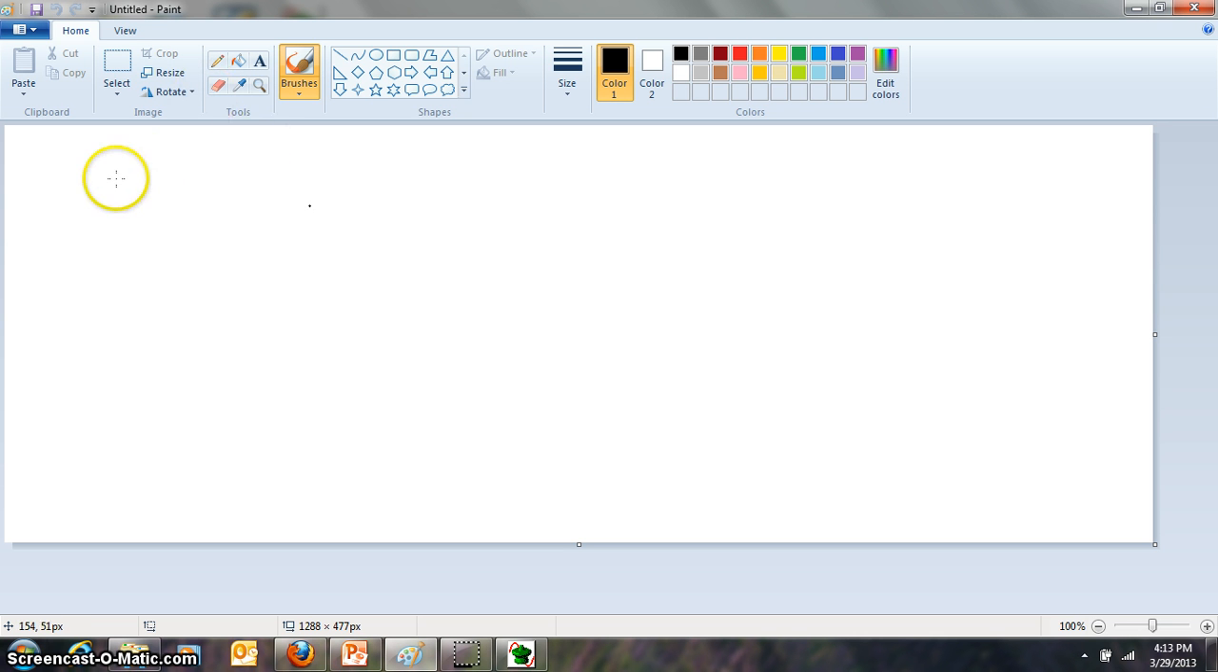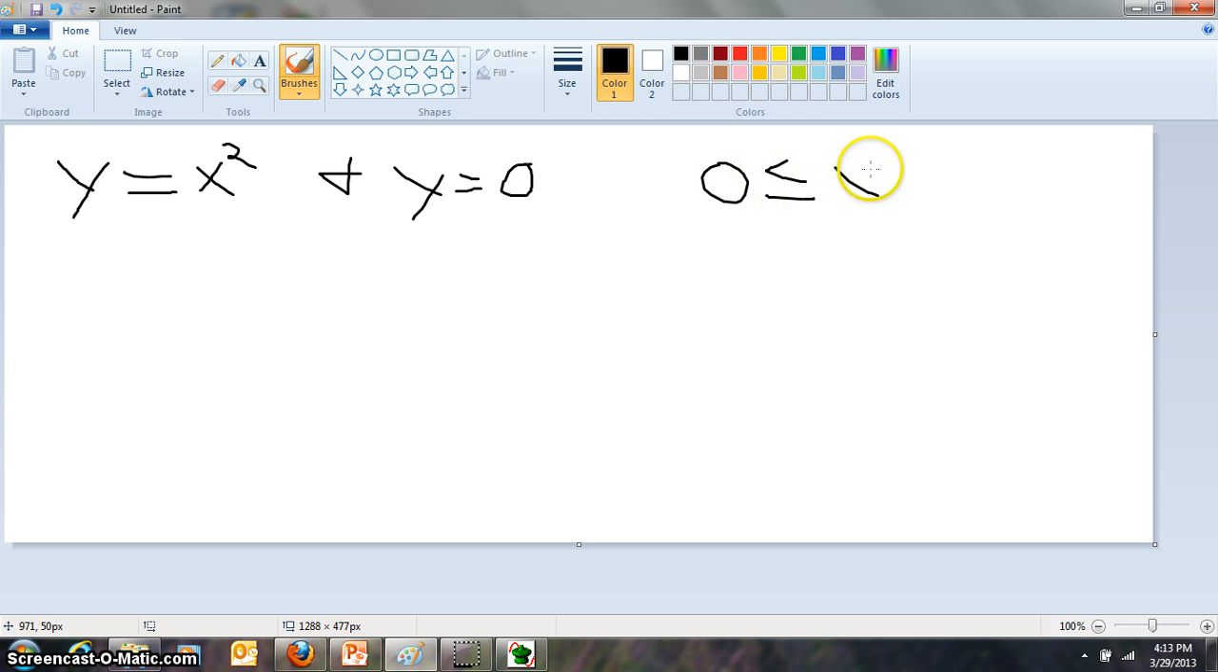Now, for today's problem, we'll be using the disk method. The disk method usually involves where you have no holes in the equation, and I'll show you what that means later on. The two equations we will be using are y equals x squared and y equals 0. And we'll only go to a certain point of x, so we'll have from 0 to 2.